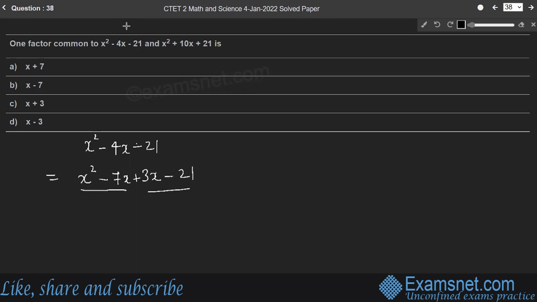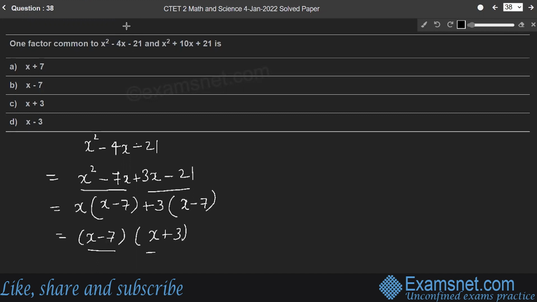So let us take x as common, and x minus 7 plus 3 as common. 3 minus 7. Therefore, x minus 7 into x plus 3. These two are the factors of x square minus 4x minus 21.